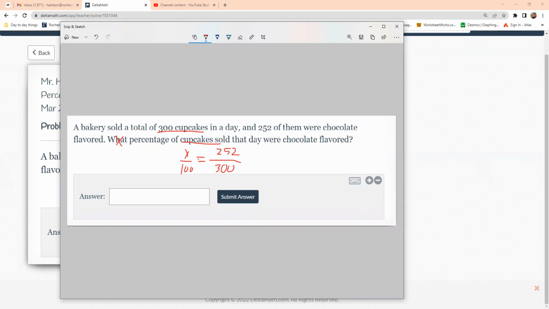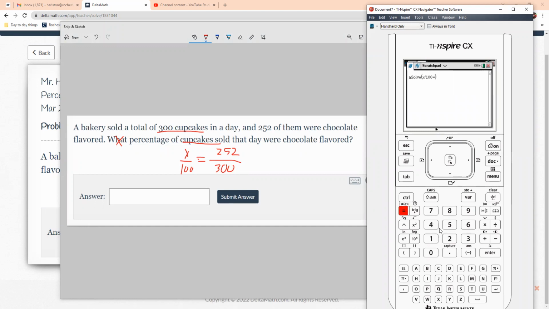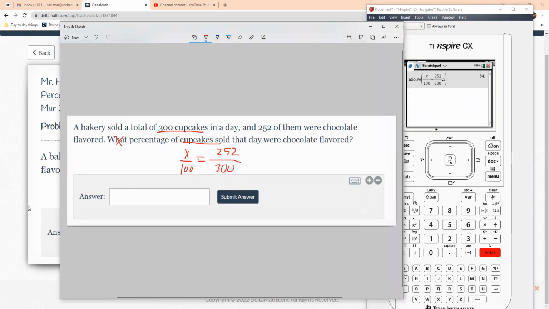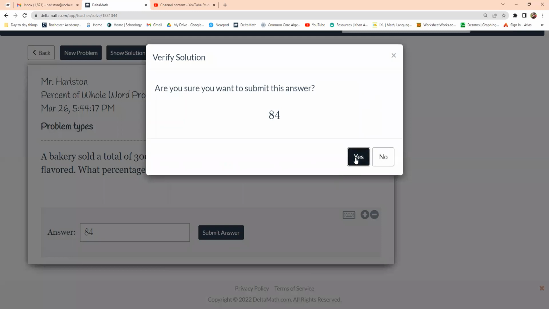Now we got that. Let's go to the calculator. Let it do the rest. We're going to do x divided by 100 equals 252 divided by 300. And then I put comma x syntax. And it says that's 84%. So if I go here, I can put in 84% and submit it. And it says that's correct.